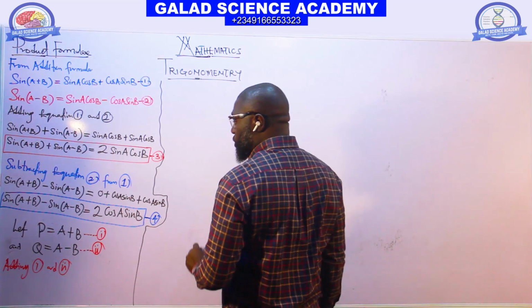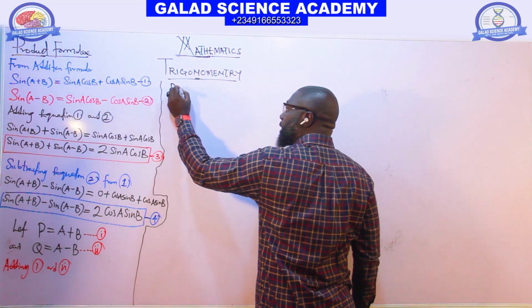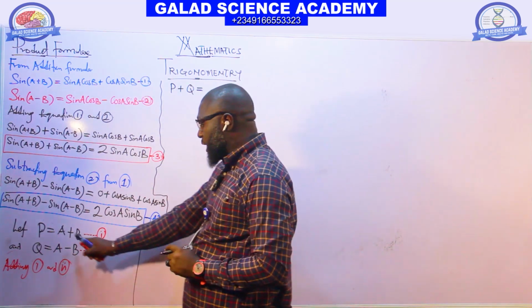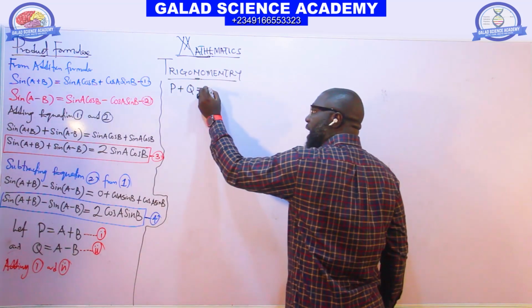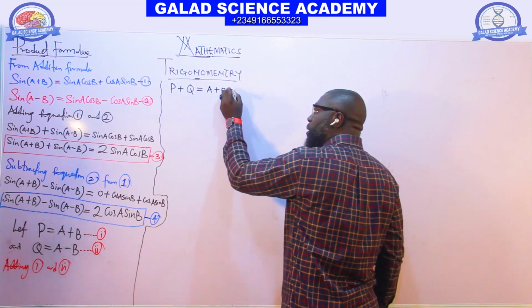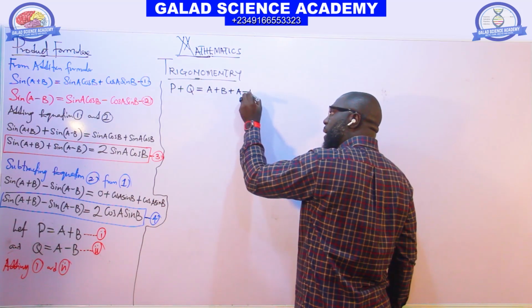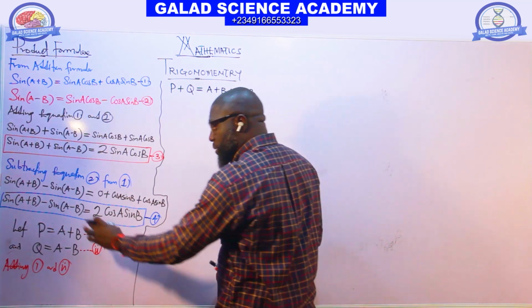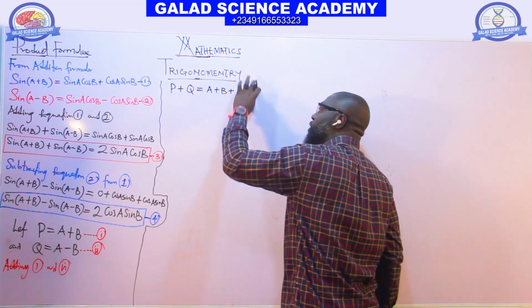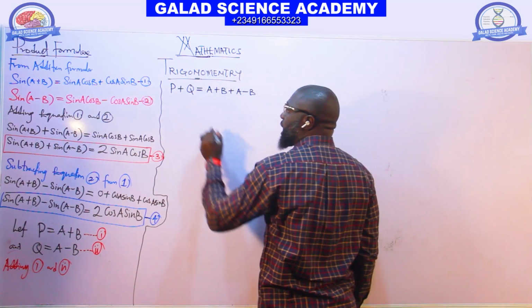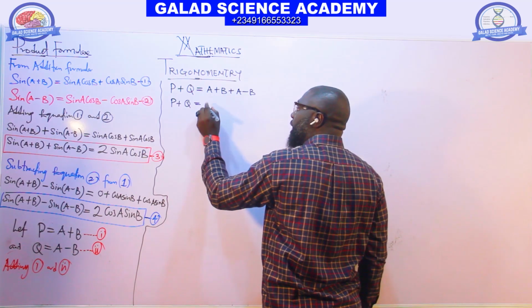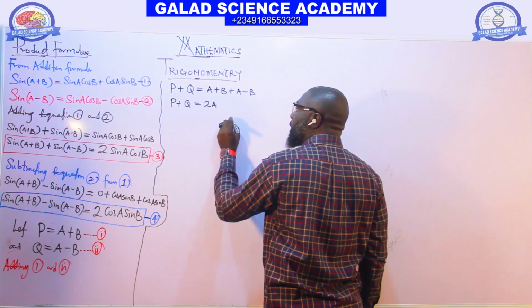Adding P and Q together, you have P plus Q. We are adding them together. We have A plus B plus A minus B. You know that P is A plus B, Q is A minus B. This is P, this is Q. So by adding them together, P plus Q, A plus A will give us 2A.